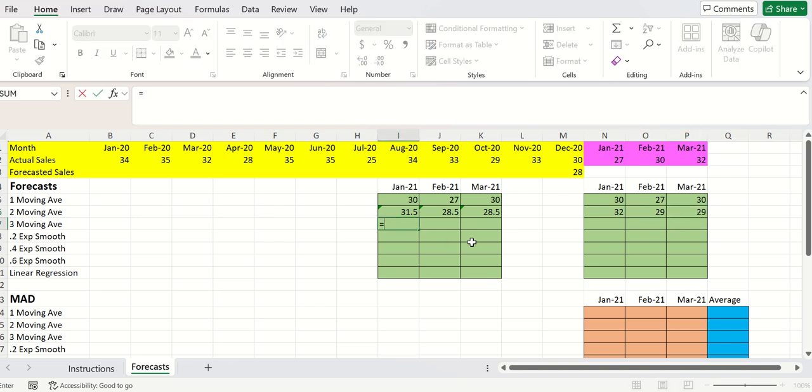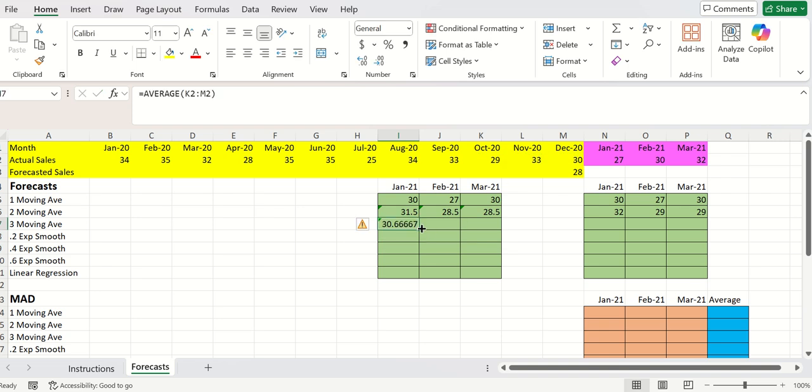3 months moving average equals average of the 3 months before January: 1, 2, 3. I'm going to drag these across. That means 31, 30, 29.